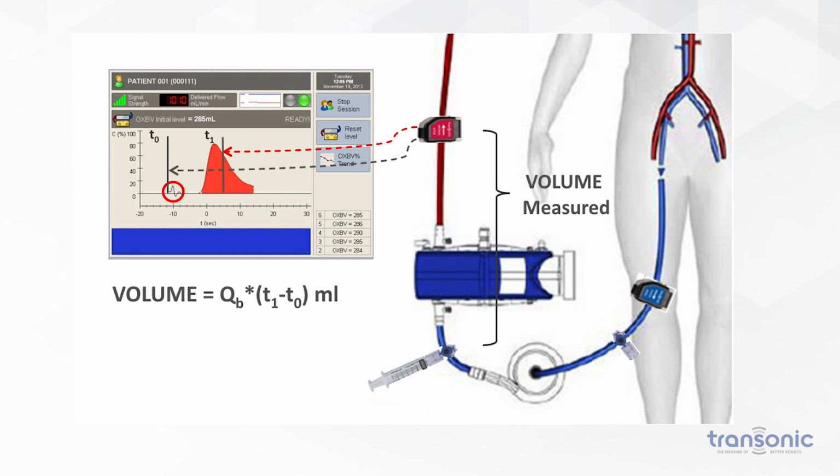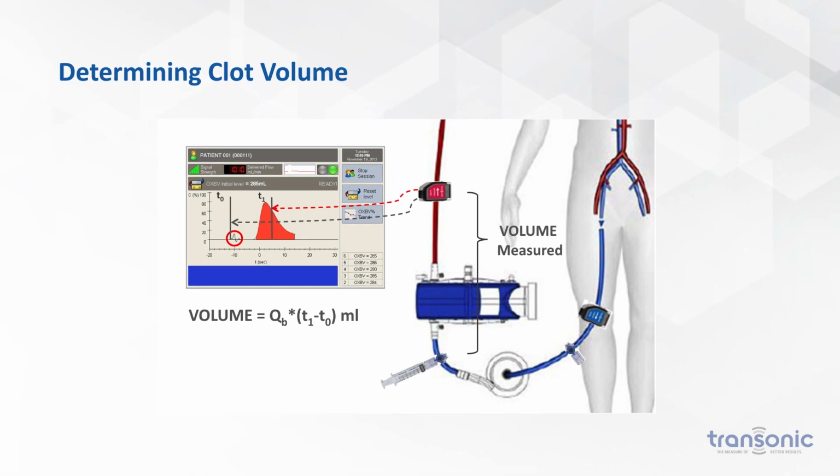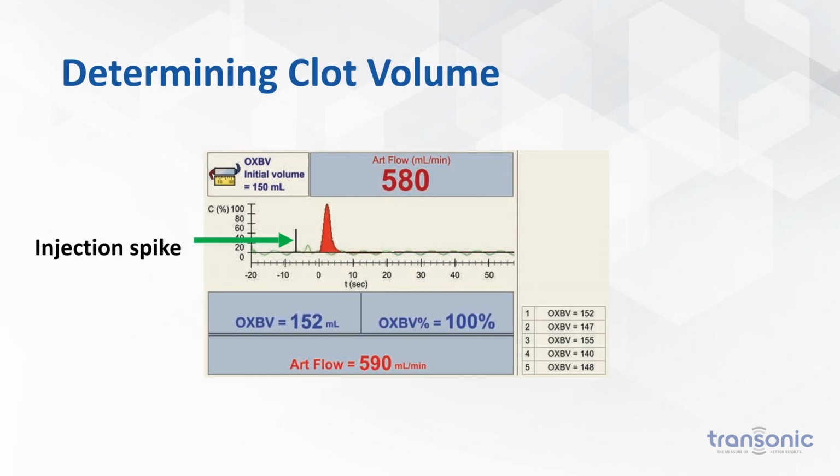So the line between the original spike and the red flow tracing shows you how much volume has been injected. So you know the volume between those 2 points. On the screen, you'll see the 2 spikes where you had a saline injection. Those 2 spikes will give you the oxygenator blood volume.